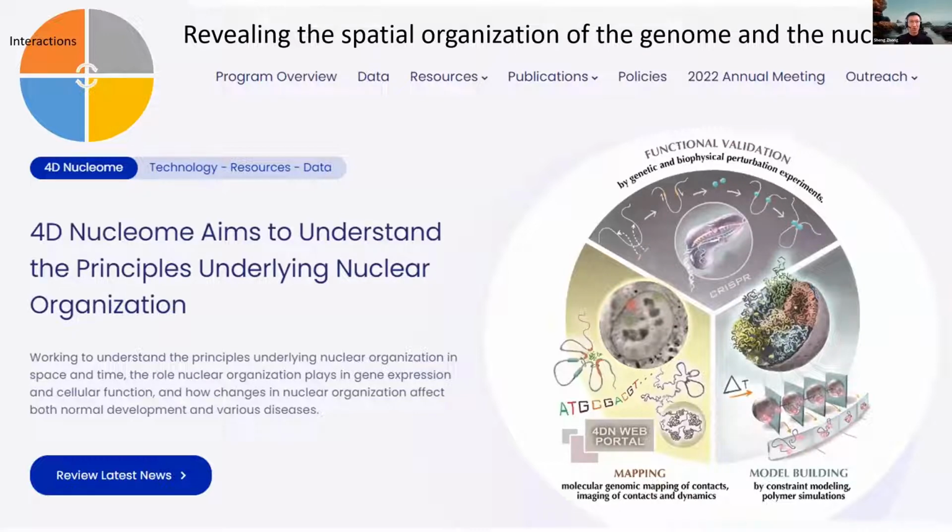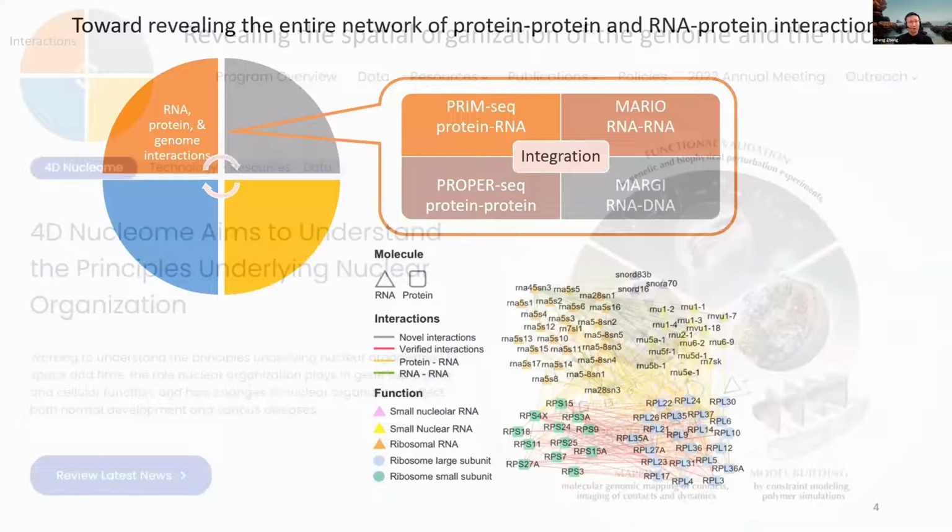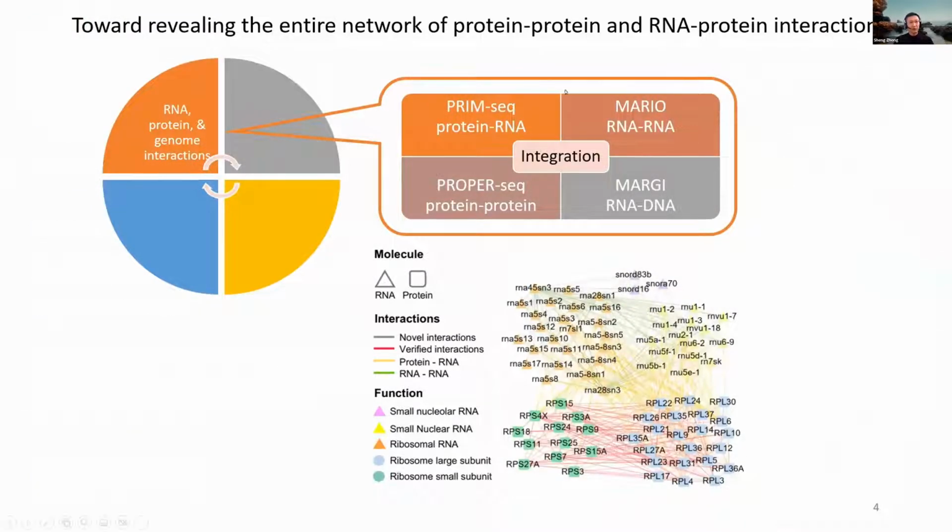So this consortium of 4D nucleome aims to understand the principles underlying nuclear organization, and apparently the technologies related to genome interaction, RNA-genome, and protein-genome interactions are among the most focused developments of the 4D nucleome consortium. This relates to what we've been trying to do on the upper left corner.